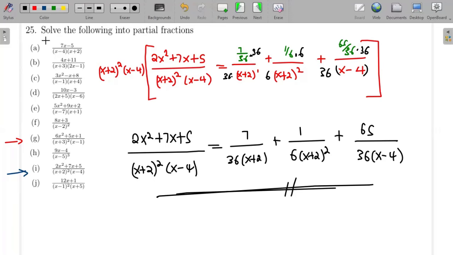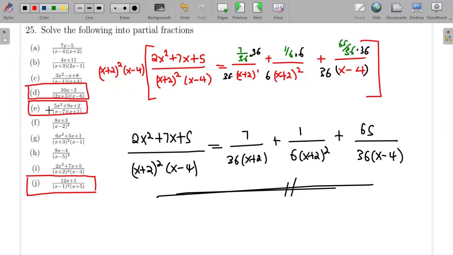So I gave you some questions to do, so make sure you do them. Okay, I've deliberately left them out so that you get to practice. So this J here, that is your question. You need to do it. The E, I left it out, I didn't solve it. You need to do it. And the D, I left it out as well. You need to solve it. So solve D, solve E, and solve J.